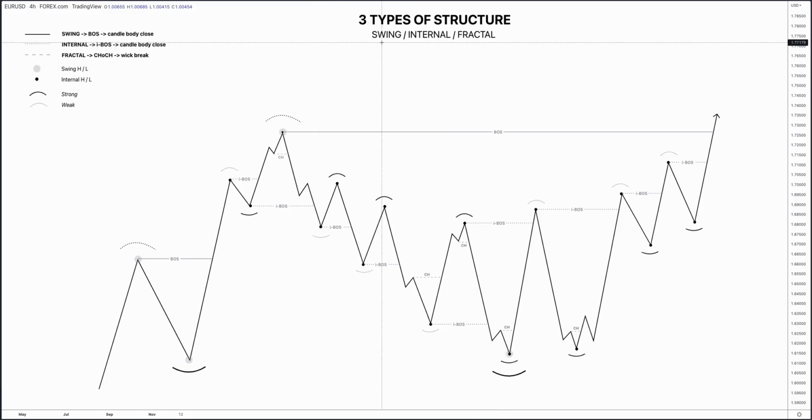But what I will say is these are in the order of importance. So swing structure is the strongest, it's the most important, it always will be the most powerful. Then your internal structure will be the next layer, right? And that's going to overpower fractal, which is obviously going to be the weakest, okay? So when the fractal structure changes trend, when you get those little changes of character, those chalks, that just signals we're getting an internal pullback, okay?